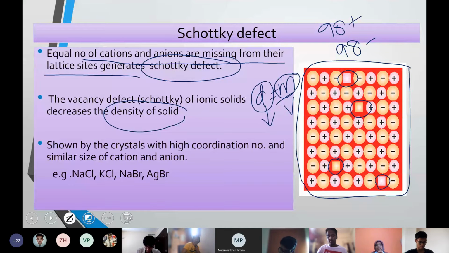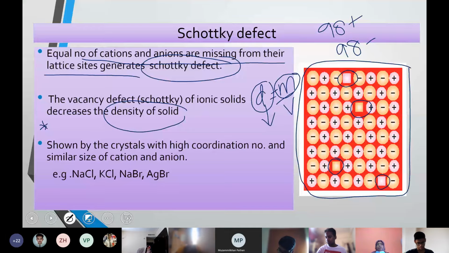But electrical neutrality is maintained as an equal number of cations and anions are missing. So that point you can write over here: electrical neutrality will be maintained as an equal number of cations and anions are missing.